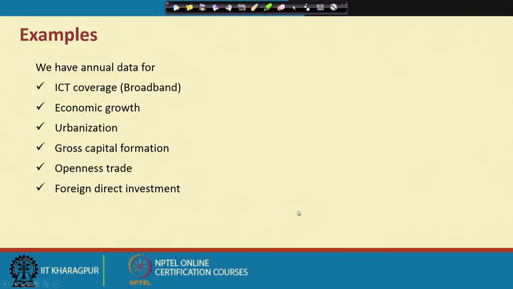So, let me give the background about this problem. We have altogether 6 variables: information and communication technology coverage, that is with respect to fixed broadband, and then economic growth, urbanization rate, gross capital formation, trade openness, and foreign direct investment. This is a macroeconomic environment problem, and our objective is to predict economic growth subject to all these independent variables like ICT coverage, urbanization, gross capital formation, trade openness, and foreign direct investment.